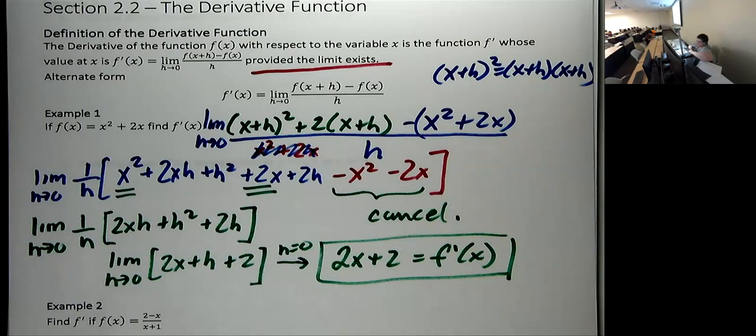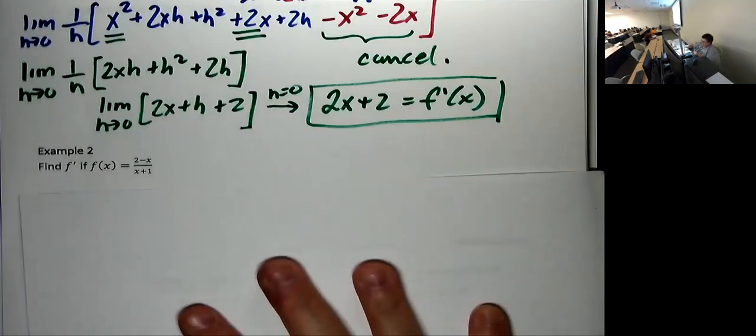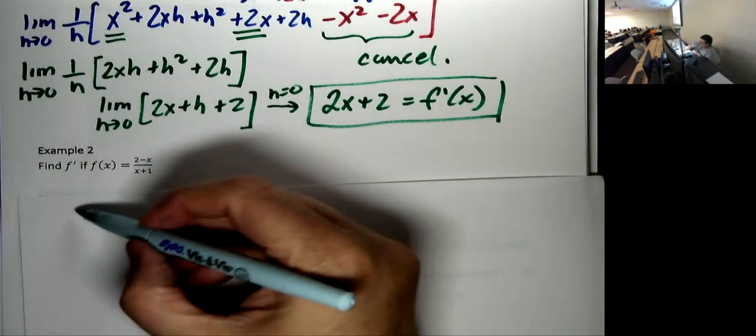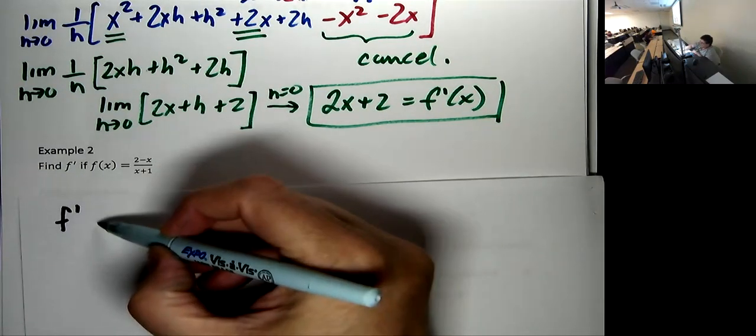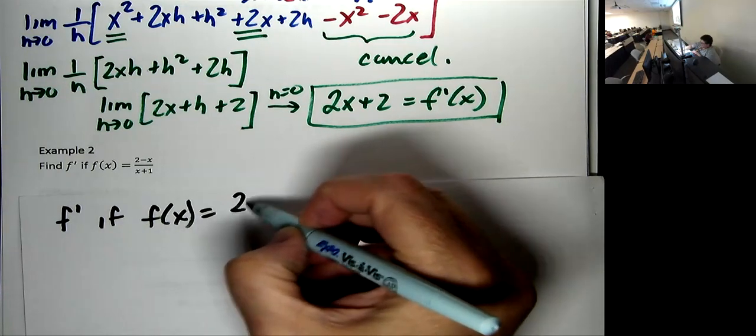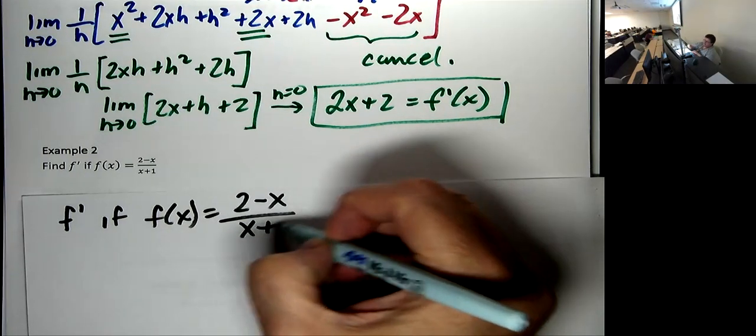All right. Are you guys ready? I see some pens still going. I'm going to start writing the next problem right here because I think it's going to take a full page to write with this giant marker. Find f prime if f of x equals 2 minus x over x plus 1.